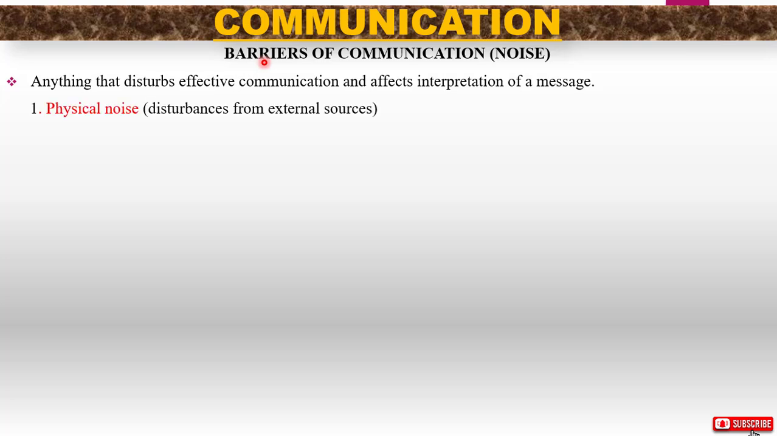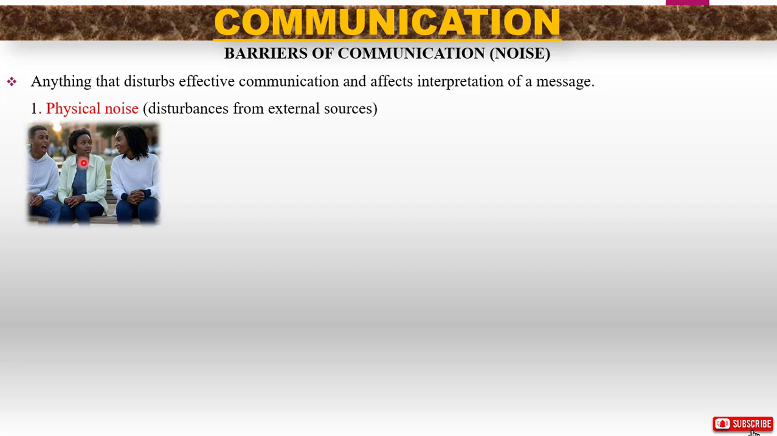Let us look at some of these. The first one is physical noise. What is physical noise? This is the disturbances from external sources. If you look closely at this particular picture, we can see that two ladies are exchanging information peacefully, but there is one guy who is screaming behind them, and this is an example of physical noise because it is being caused by something or someone that is outside the conversation.